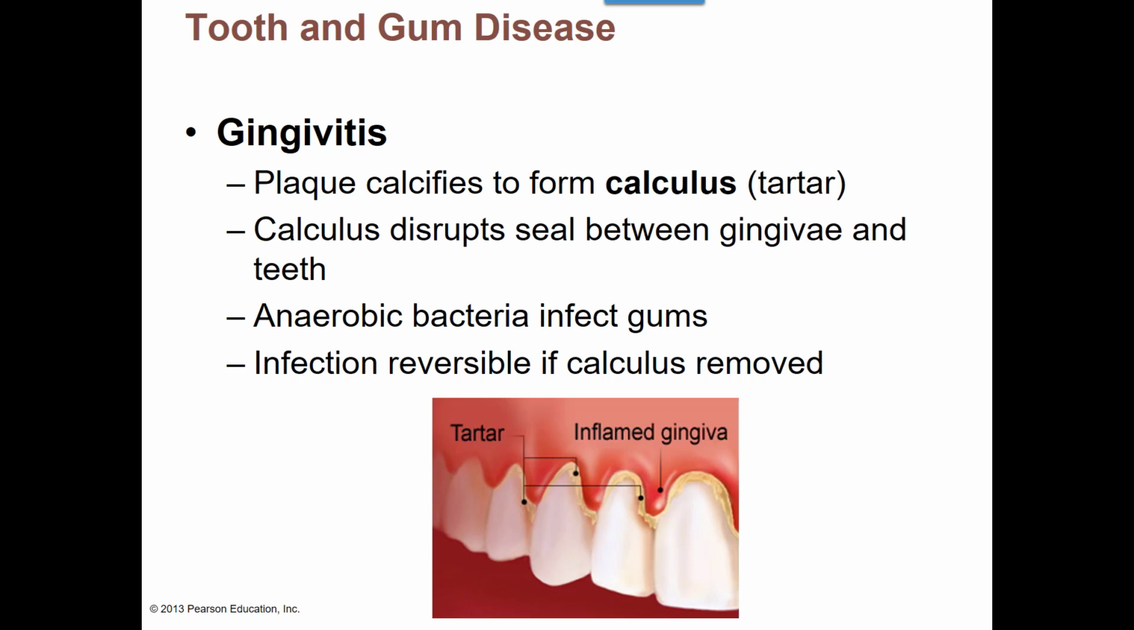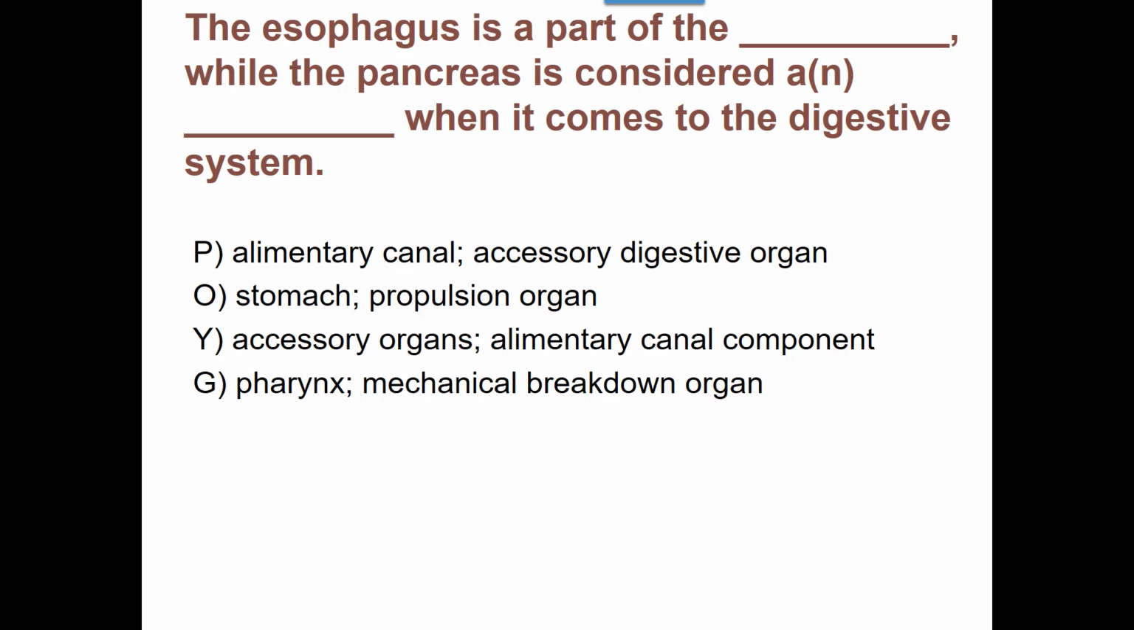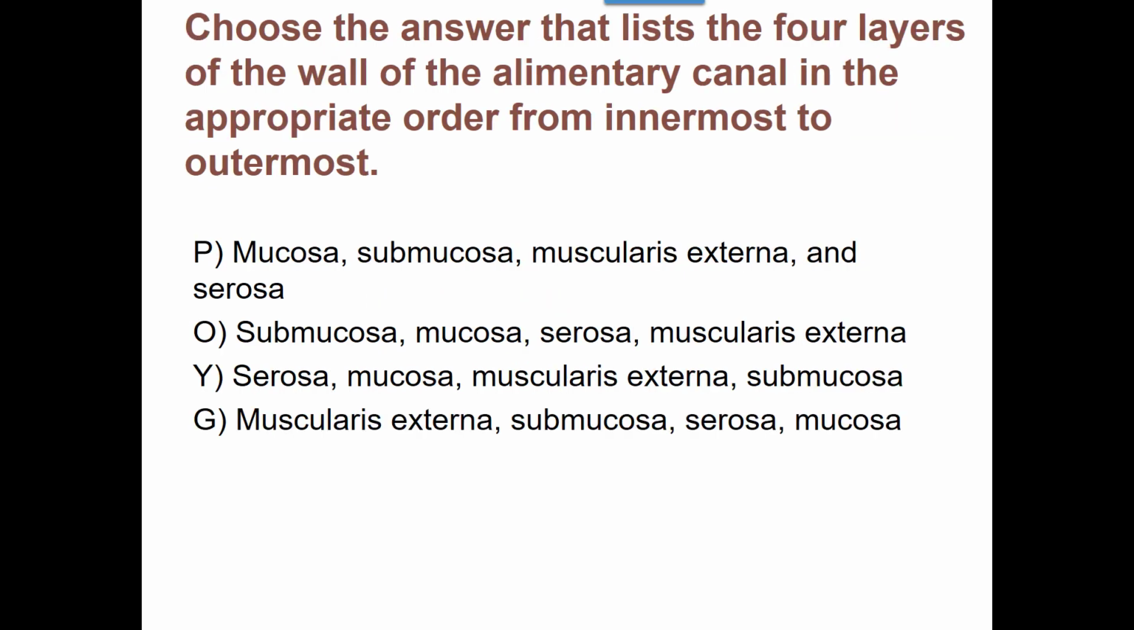Now, some review for the end of this. The esophagus is part of what, while the pancreas is considered this when it comes to the digestive system? Well, the esophagus is part of the alimentary canal, your digestive tract, where the pancreas is considered an accessory organ, because the pancreas doesn't come into contact with food whatsoever. It doesn't touch food, but it does produce enzymes that help break apart the food. The answer that lists the 4 layers of the walls of your digestive tract, from the innermost to outermost: you have the mucosa layer on the inside, followed by the submucosa, followed by the muscularis externa, and then the serosa on the outside.